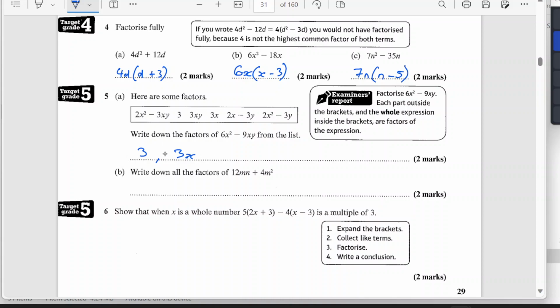And then technically speaking, write down the factors. Because it would be creating a multiple, we could have anything that we could have inside the bracket as well as factors. So if I took 3 out as a factor, this would be a factor. So we could have 2x squared minus 3xy. And we could also take out, if we took 3x out as a factor, that would leave us with 2x minus 3y. So we could have that as a factor as well.